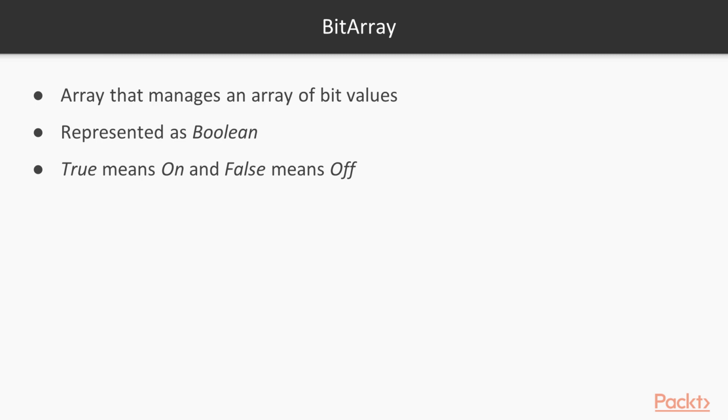Another collection class is bit array. Bit array is nothing but an array that manages an array of bit values. These values are represented as Boolean. True means on and false means off. In this video, we understood the collection classes and their usage.